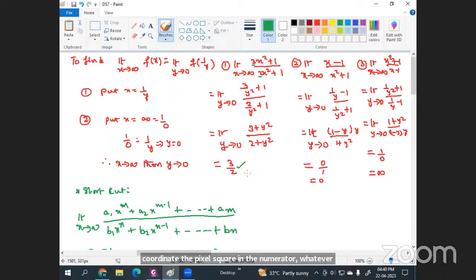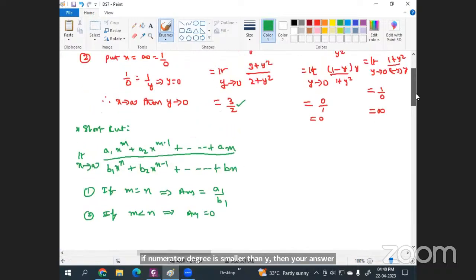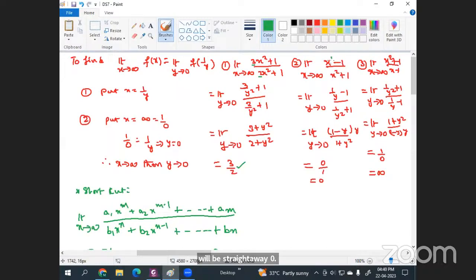Is that clear? Next, the second case: if the numerator degree is smaller than the denominator degree, then your answer will be straight away 0. So here the numerator degree is 1, the denominator degree is 2. So the numerator degree is smaller than the denominator, so you are going to get the final answer 0.